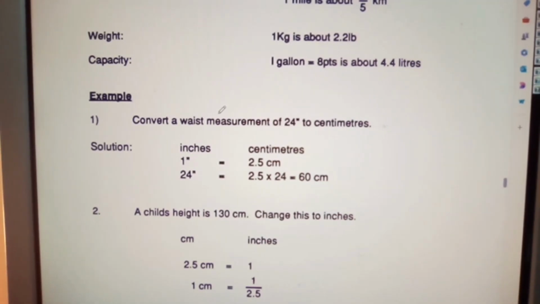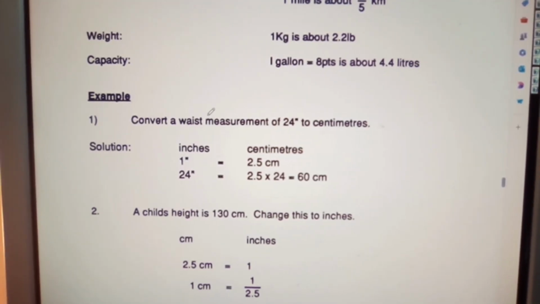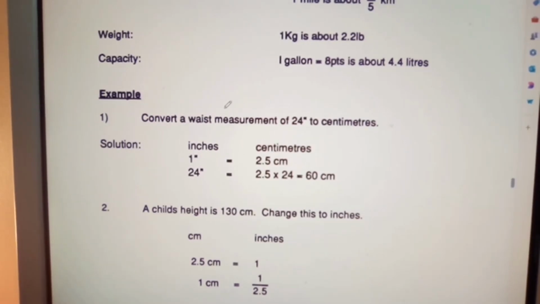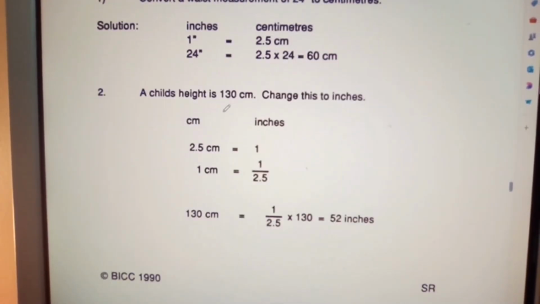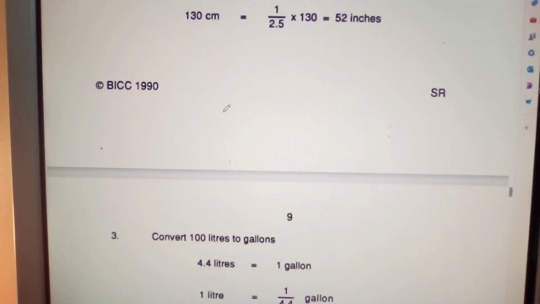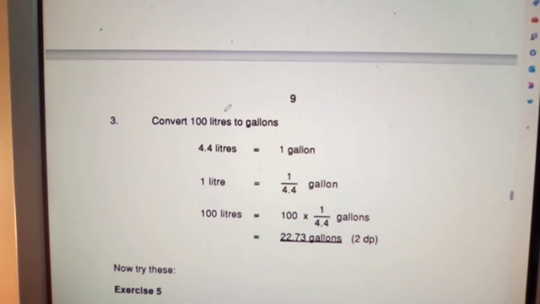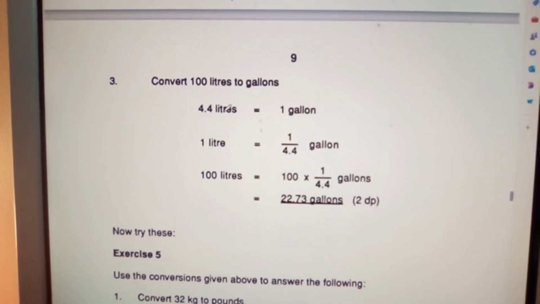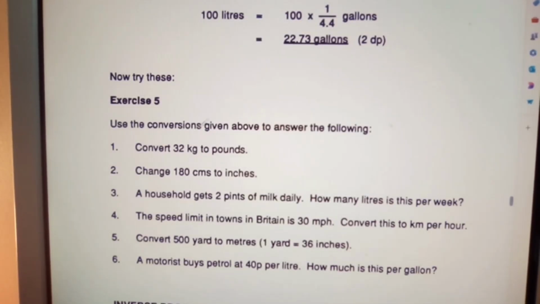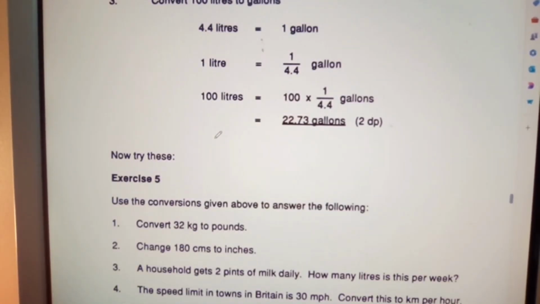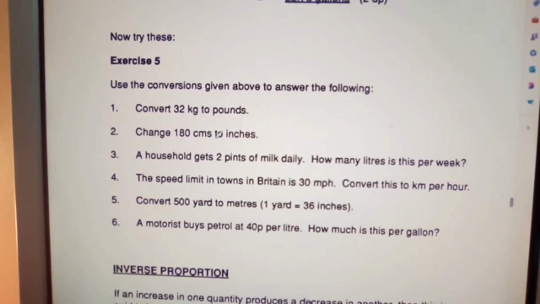And here we're looking at converting a waist measurement of 24 inches to centimeters. And here you can see inches, okay? 24 inches equals 60 centimeters. Now be familiar with how that concept has been arrived at, okay? Now again here, convert 100 liters to gallons. 4.4 liters equals 1 gallon, okay, approximately, okay?